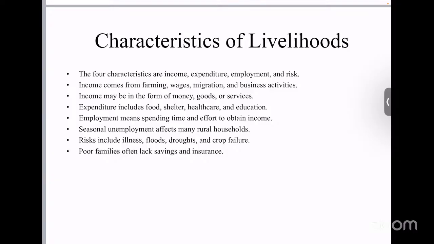And the fourth characteristic we have is risk. Risk is one of the most serious challenges in livelihoods. A poor family may lose income due to illness, accidents, floods, droughts, crop failure, and market changes. Because poor households usually lack savings, insurance, and security, even one crisis can create long-term suffering. This is why poor people are considered highly vulnerable.